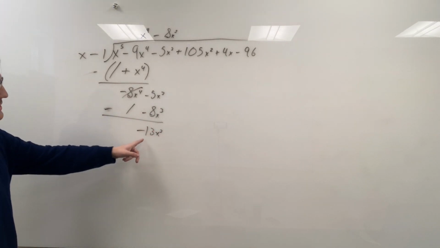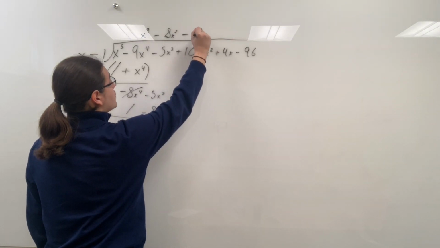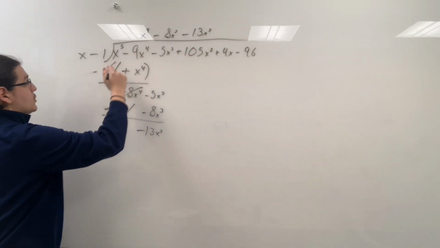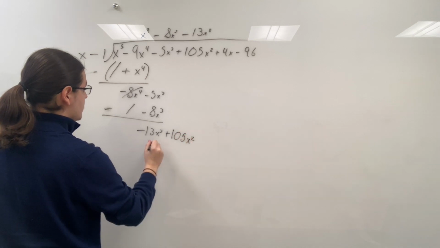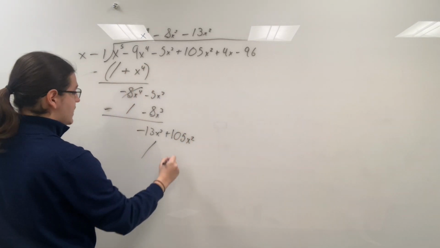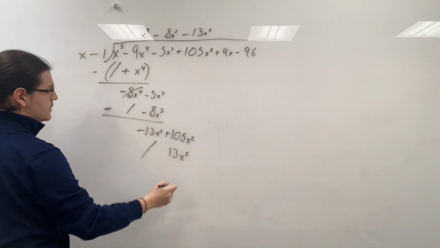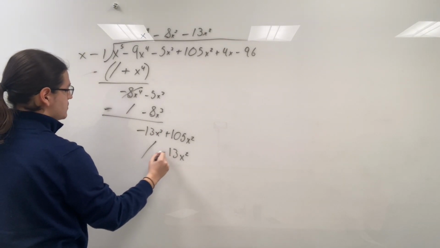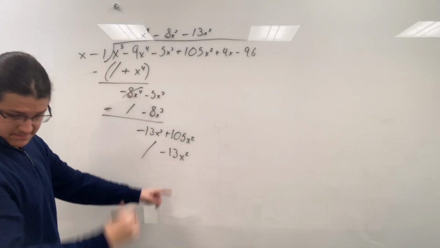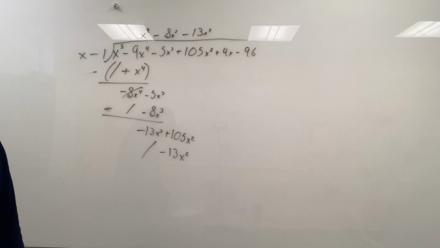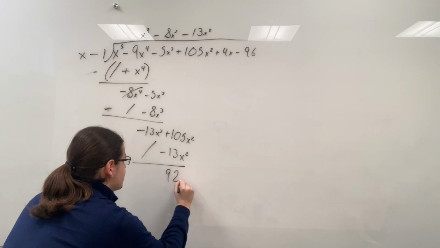Now x fits into negative 13x cubed negative 13x squared times. Multiply it out. I'm just going to bring our next one down, 105x squared. That cancels. We would get positive 13x squared. Yeah, positive. And then we would subtract. So 105 minus 13. Oh, 92. It's not my good day. Of course it's 92.